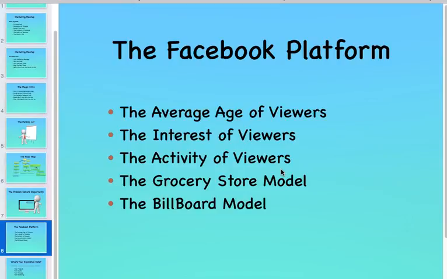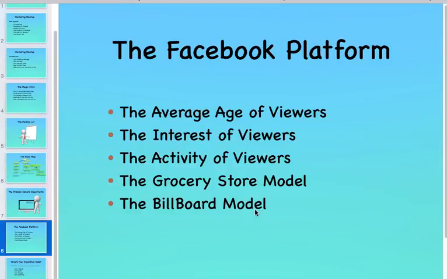Now, I've given you two things I want you to think about a lot: the grocery store model and the billboard model. A grocery store will place items specifically in certain aisles that mimic the behaviors of people in that aisle. It allows them to become an impulse purchaser. Facebook advertising can do exactly the same thing, and that is create an impulse purchase.